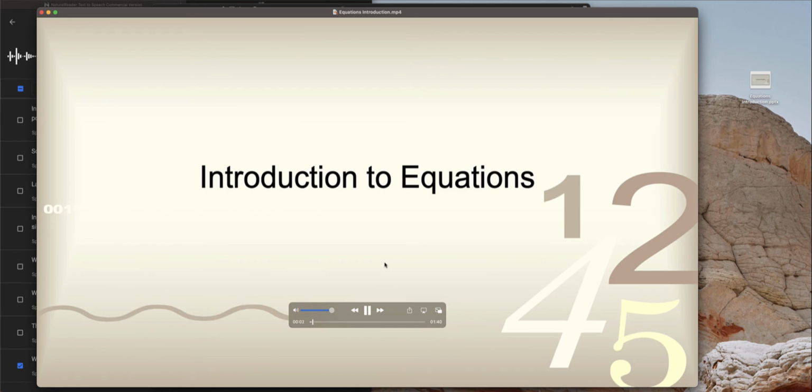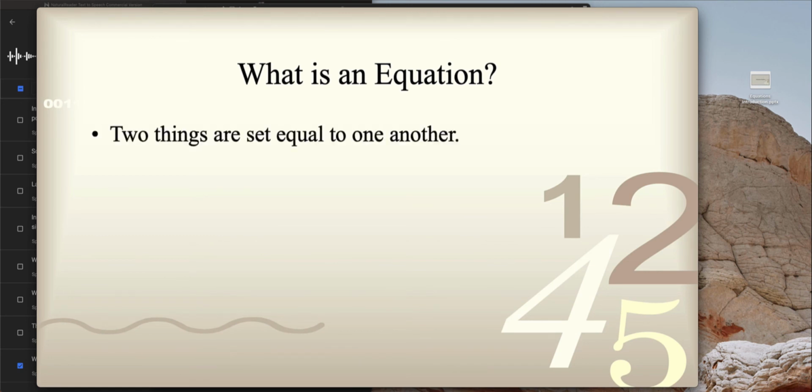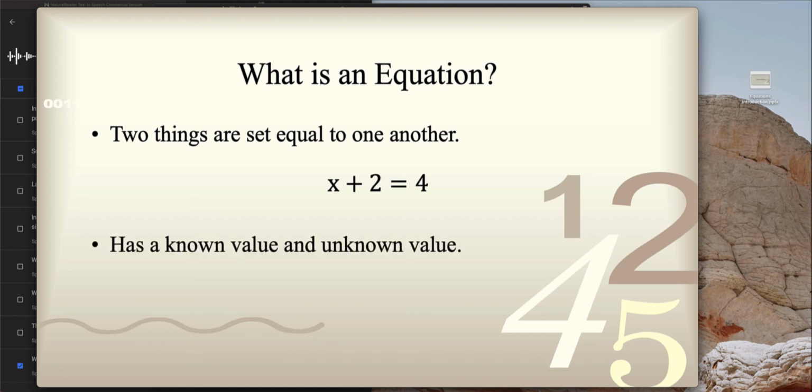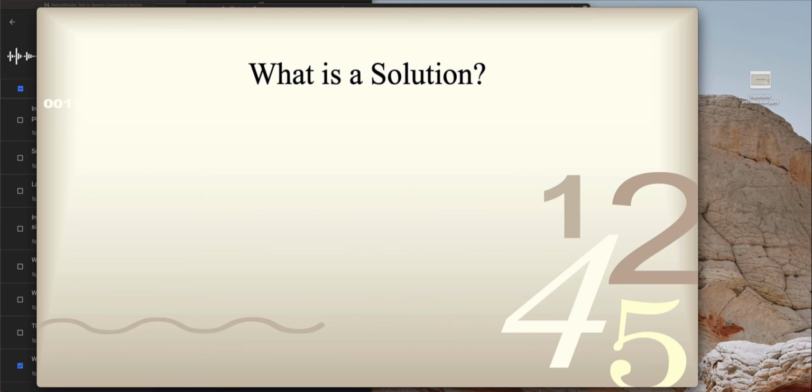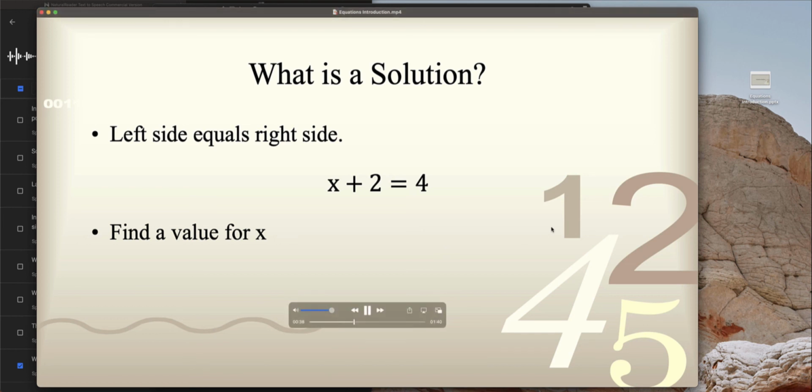In this lesson, we will get an introduction to equations. What is an equation? An equation is when two things are set equal to one another. This equation states that an unknown number, x, when added to 2, gives us 4. An equation has a known value and an unknown value. What is a solution to an equation? The solution to an equation is something that makes the value of the equation on the left side equal the value on the right side. For the equation x plus 2 equals 4, we need to find a value for x, such that when we add 2, it equals 4.